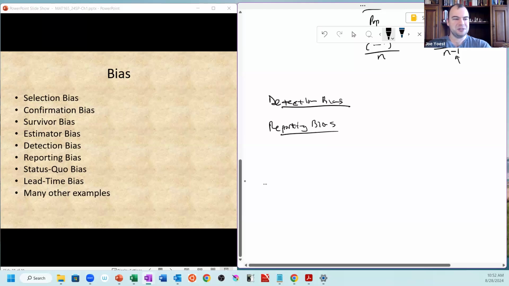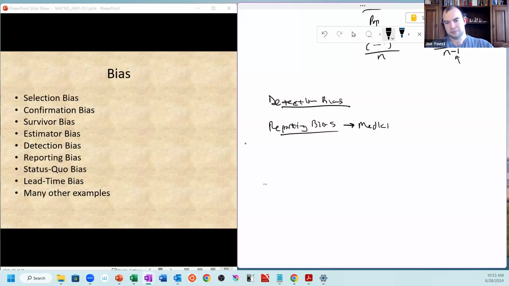So, reporting bias. The idea here is, if I have a finding, am I likely to report it or not? Am I likely to tell everybody about it or keep it a secret? It's maybe a little bit of a detection bias, but there are two canonical examples here. One is in medicine. We'll talk about this a little bit later in the course.